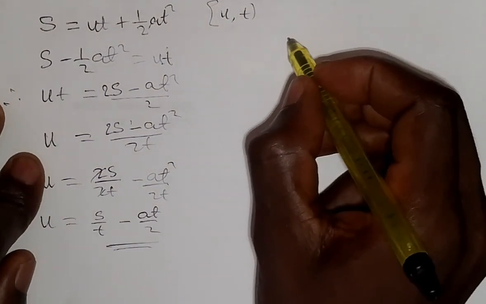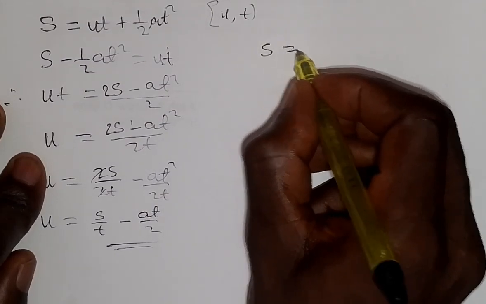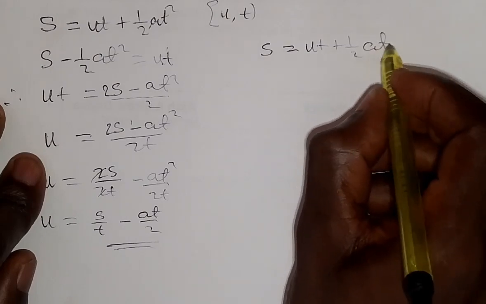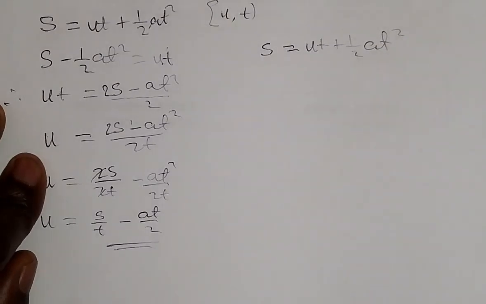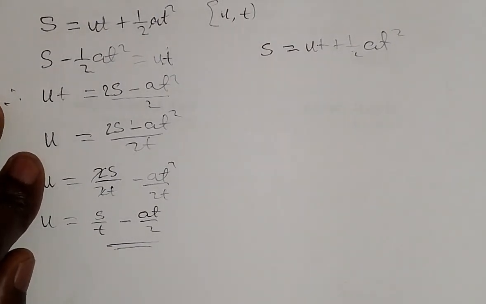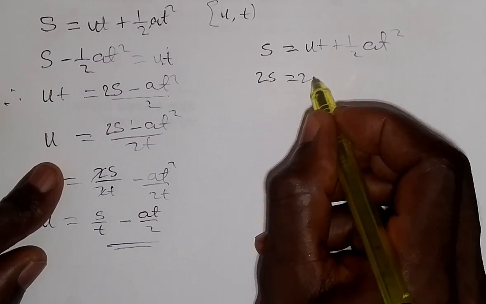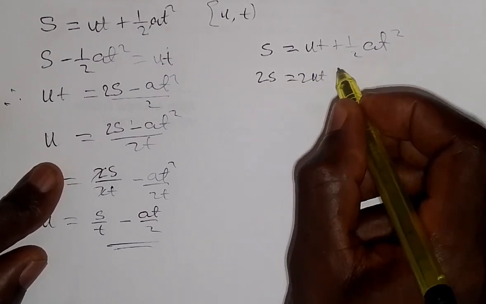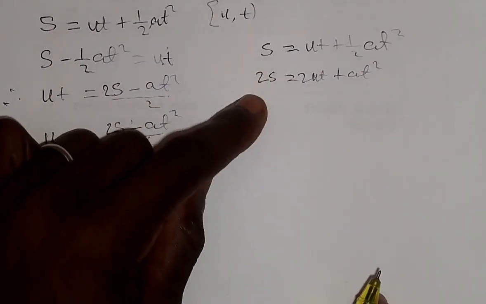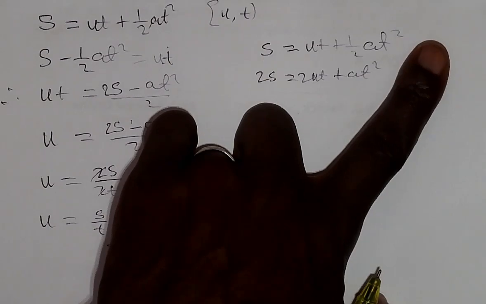Now, to make t the subject of formula is a different thing entirely. So let me write this question here. We have s equals ut plus 1/2 at squared. To make t the subject of formula here, we will multiply all through by 2. So you have 2s equals 2ut plus at squared, meaning you multiply each term by 2; 2 will cancel 2, you are left with at squared.